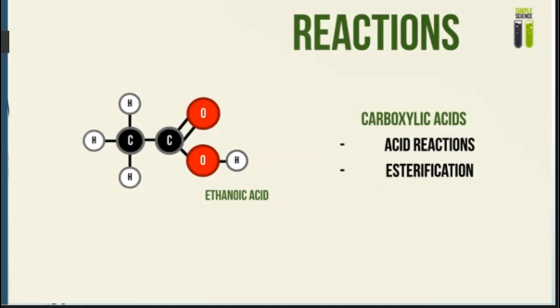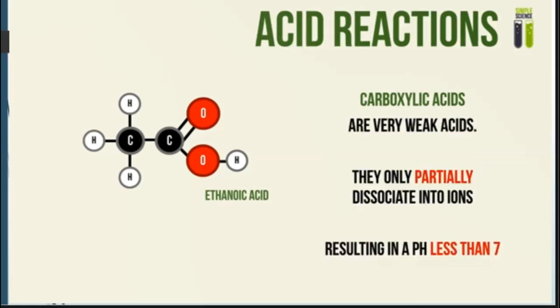Okay, so let's first look at the first type of reaction known as the acid reaction. So carboxylic acids are inherently acids. They are very weak acids, however. They only partially dissociate into ions, okay? So that results in a pH of less than 7. So nothing compared to the very low pHs of strong acids such as hydrochloric acid or sulfuric acid.